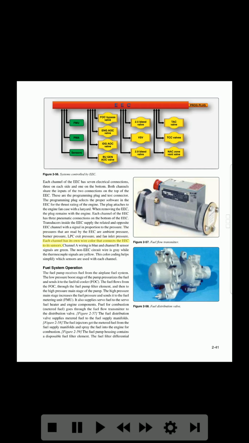Each channel has its own wire color that connects the EEC to its sensors. Channel A wiring is blue, and channel B sensor signals are green. The non-EEC circuit wire is gray, while the thermocouple signals are yellow. This color coding helps simplify which sensors are used with each channel.